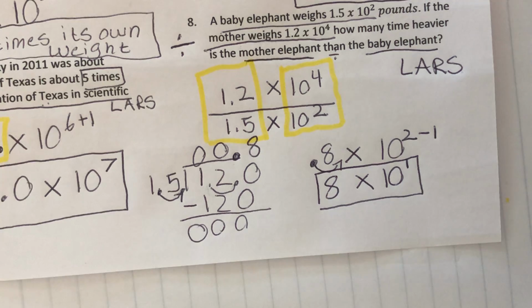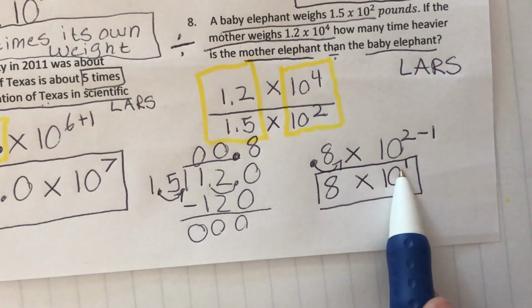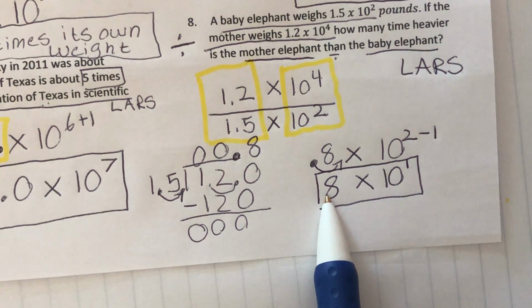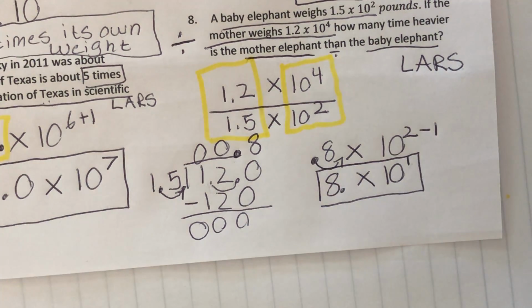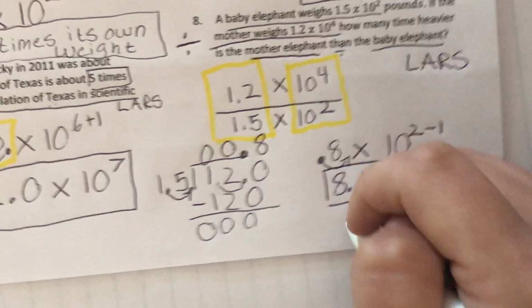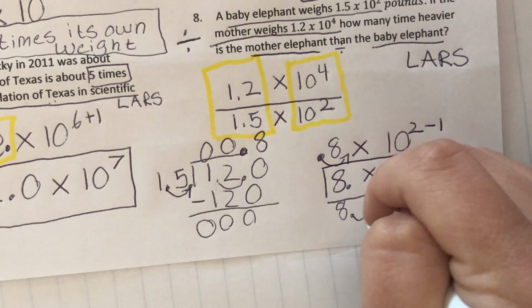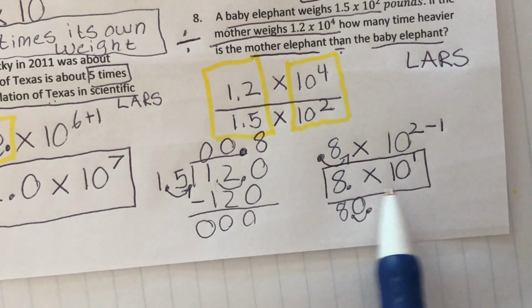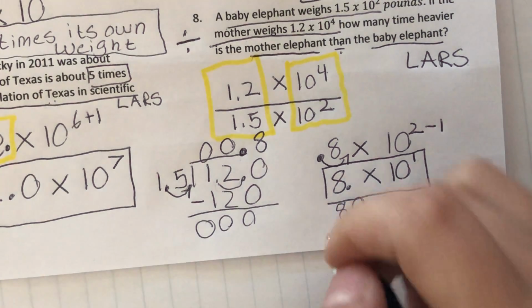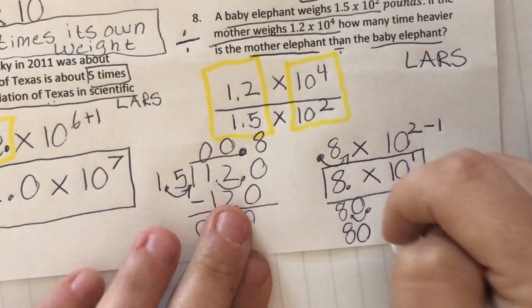We want to also write our answer in standard form. Positive exponent means big number. We're going to move our decimal to the right one place to get a bigger number here. Decimal is currently right here. We're going to move it to the right one place. Fill in my 0. So when we convert this number from scientific notation to standard form, the answer is 80 times.